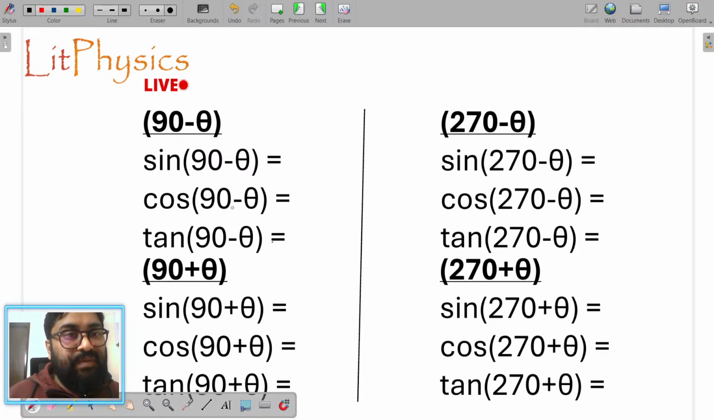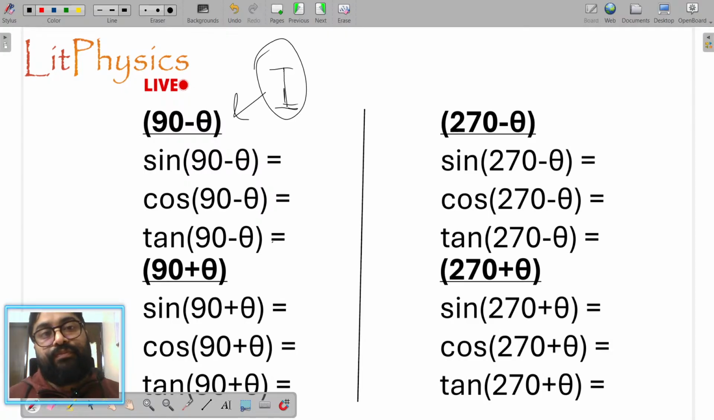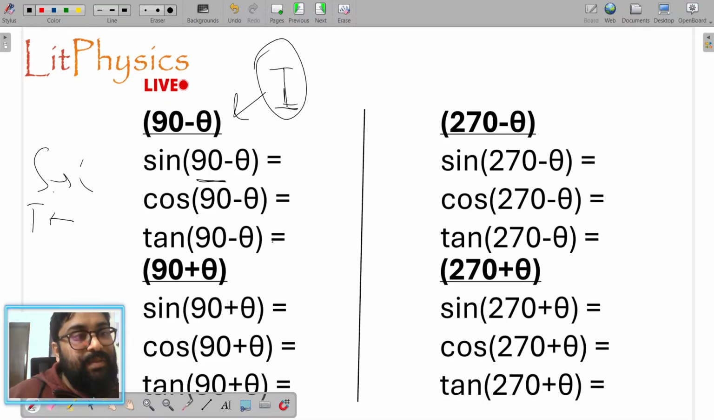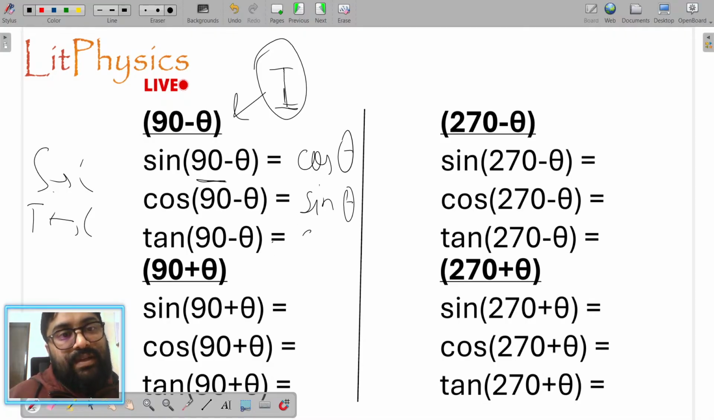Now, when we say 90 minus theta, that means we are before 90, so we are in the first quadrant. And in the first quadrant, everything was positive. So we are using either 90 or 270, that will change. So sine becomes cos, cos becomes sine, tan becomes cot. So sine 90 minus theta is nothing but cos theta. Cos 90 minus theta is sine theta. Tan 90 minus theta is cot theta. Okay.